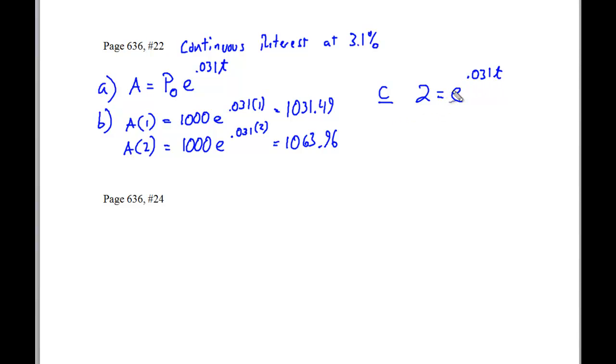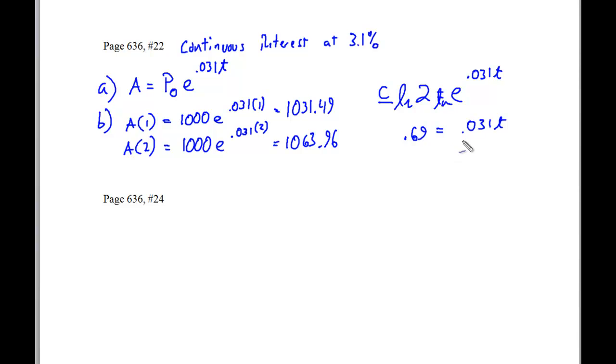So there's nothing in front of e to get rid of or to try to simplify, but we do have the doubling time right here. To get the e to simplify to 1, we're going to take the natural log of both sides. If we take the natural log of both sides, our natural log of 2 is 0.69, and our natural log of e raised to the 31 thousandths t is just going to be 1 times 31 thousandths t.